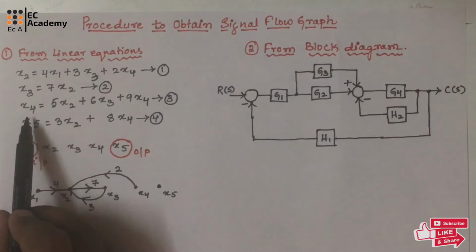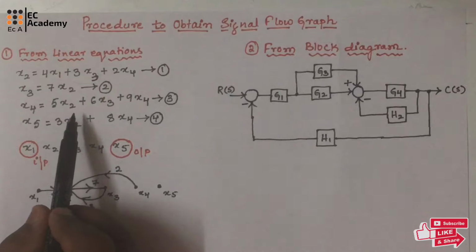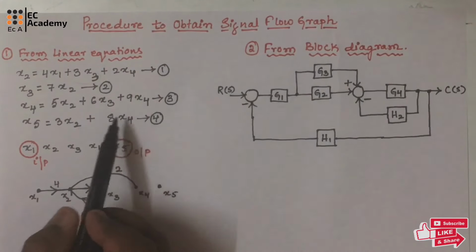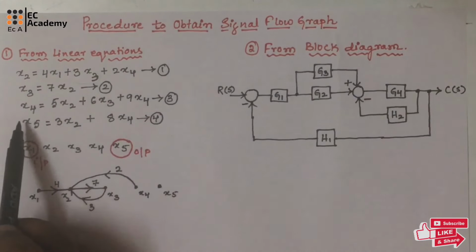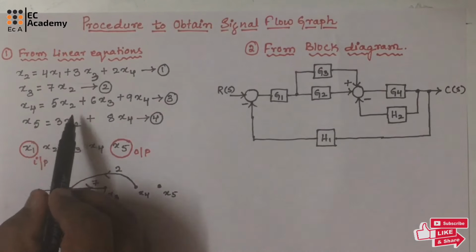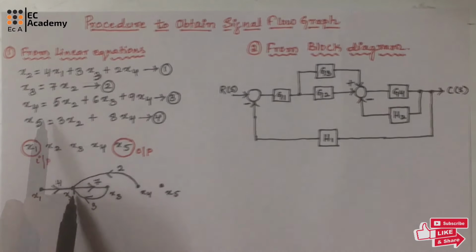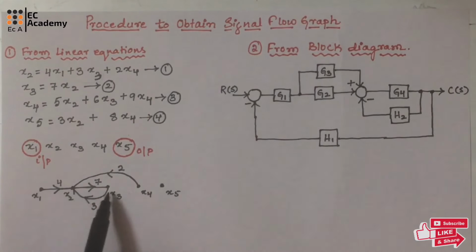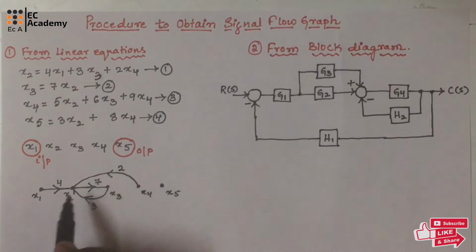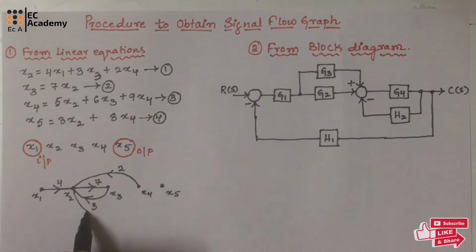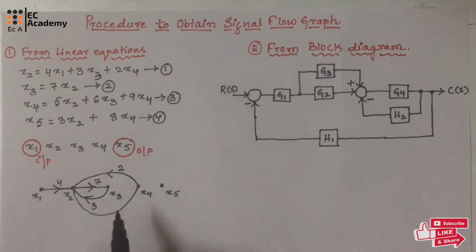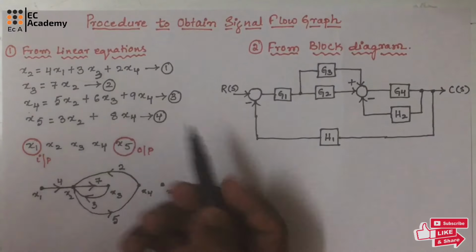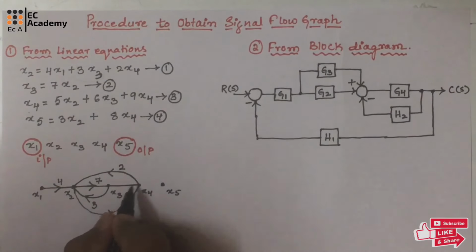Now the third equation is x4 is equal to 5x2 plus 6x3 plus 9x4. So it is also the summation of 3 signals. The first signal is 5x2. In this signal flow graph we can't join x4 and x2 with a straight line, so we will take a loop to join x2 and x4. The gain is 5. x4 has a signal from x3, so we draw the signal and write the gain as 6.